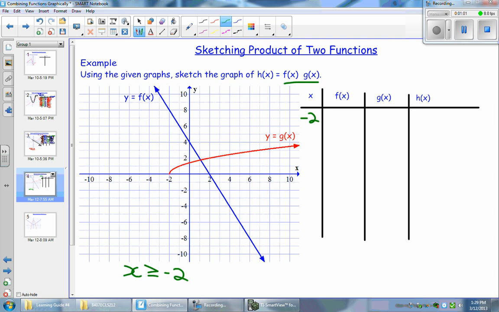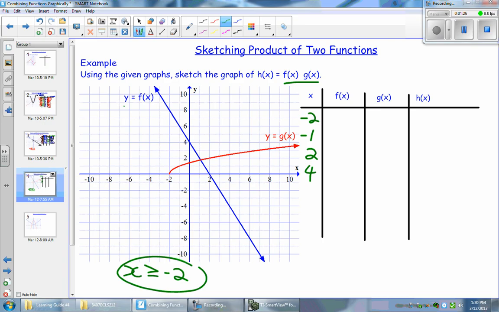Okay, so we have -2, -1. I'll pick another point here. I'm trying to pick some points I can see here at 2, and I'll pick another point at 4. Completely random sometimes, but just make sure it fits this domain. Okay, so we are now going to read some points off the given graph.